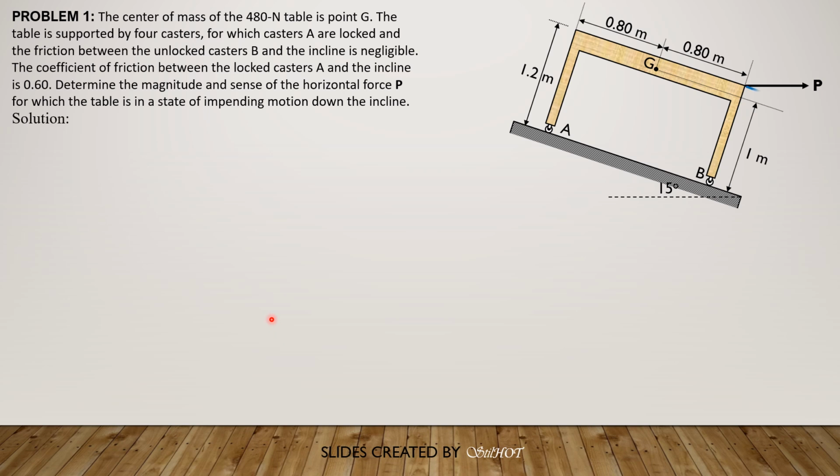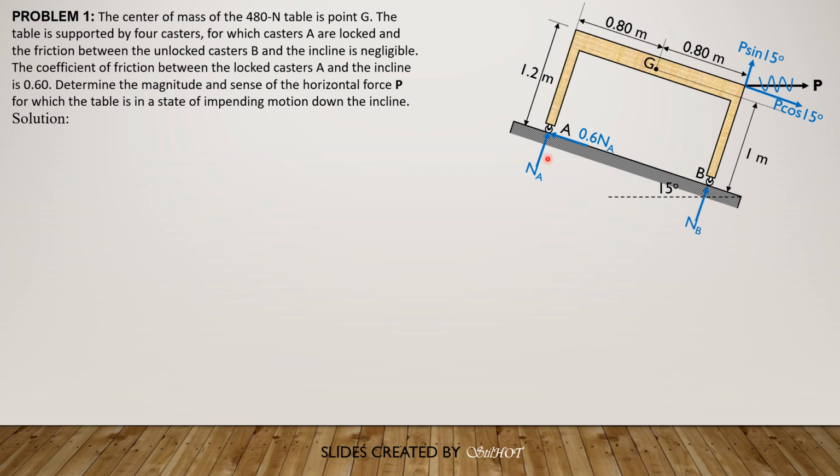So for the solution, this P here is resolved into 2 components, one parallel to the incline, the other perpendicular to the incline. So the one that is parallel is P cosine 15 degrees, and the one that is perpendicular upward is P sine of 15 degrees. So we must remove the force P. Then the weight of the table is acting at G, and we have normal reaction at A, friction which is up to the left because the given condition is the table will have impending motion down the incline. So 0.6 of NA, and at B it's only N sub B.